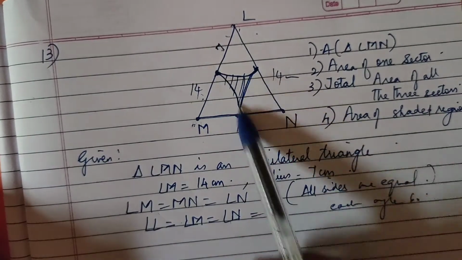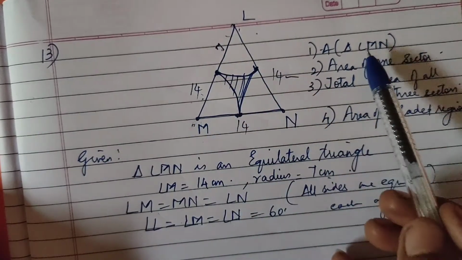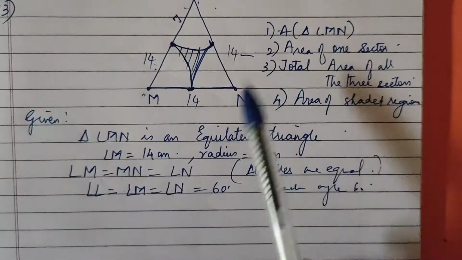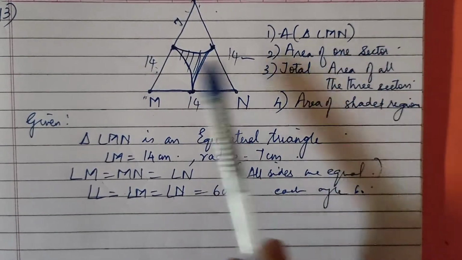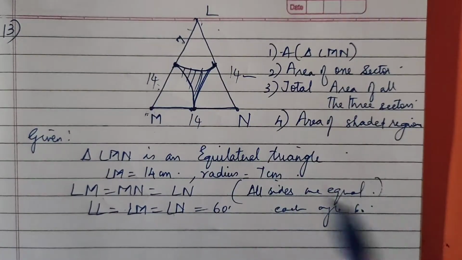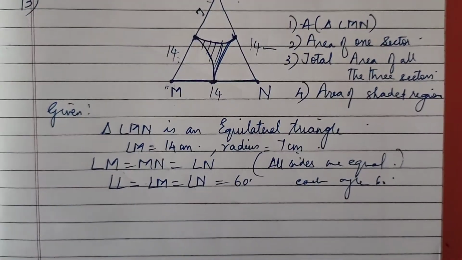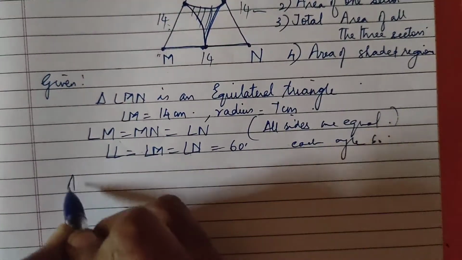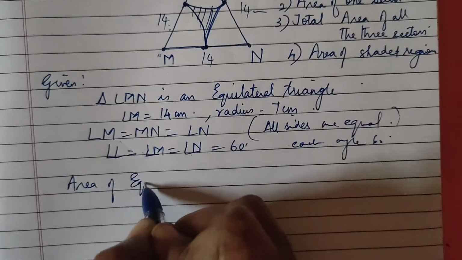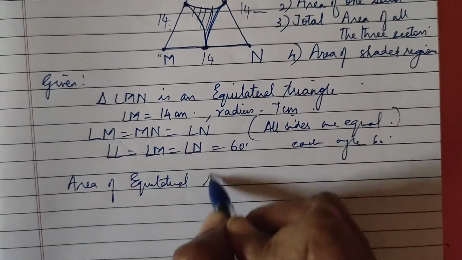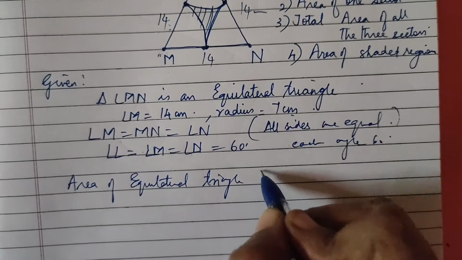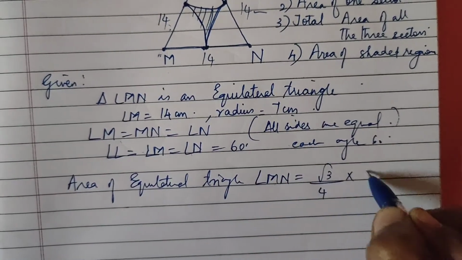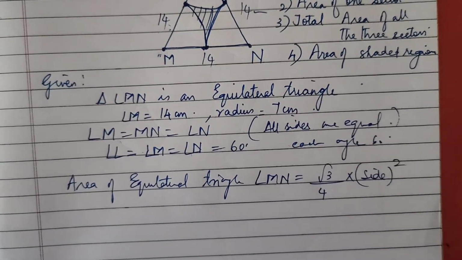Okay, now if you observe this figure, what they asked first, they asked to find out the area of triangle LMN. So LMN is what type of triangle? That is an equilateral triangle. So we need to know the formula for the equilateral triangle. Yes, my dear, the area of an equilateral triangle LMN equals root 3 upon 4 into side square. This is the formula for an equilateral triangle.